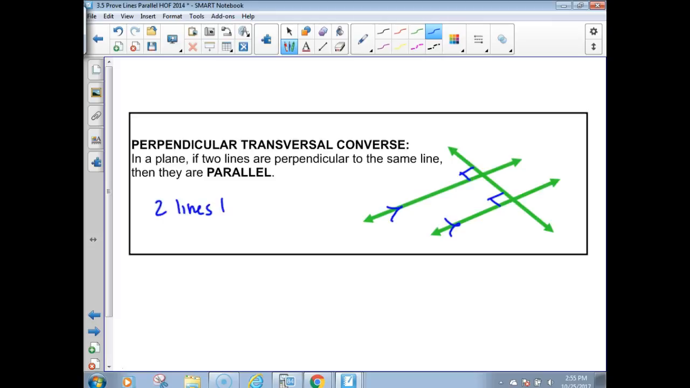Two lines perpendicular to the same line. I don't really have an abbreviation for this. Then they're parallel. That's supposed to say line, not lime. Okay. All right, so let's see what we're going to do with these.